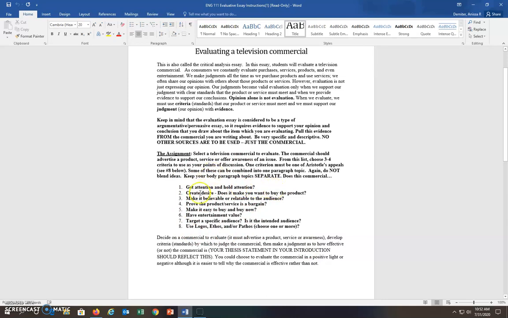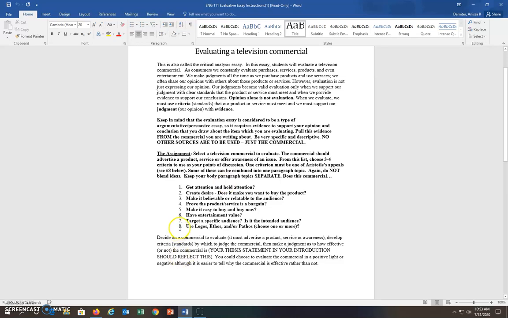How so? Does it create desire? Does it make you want to buy the product? Does it make it believable or relatable to the audience? Does it prove the product or service is a bargain? Does it make it easy to buy and buy now? You don't have to write about all of these. It's just giving you some options.